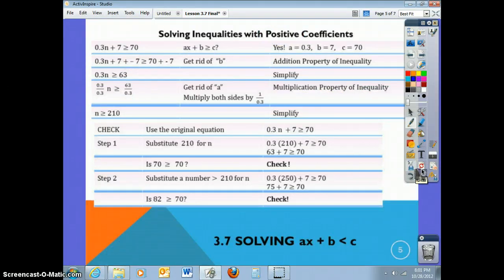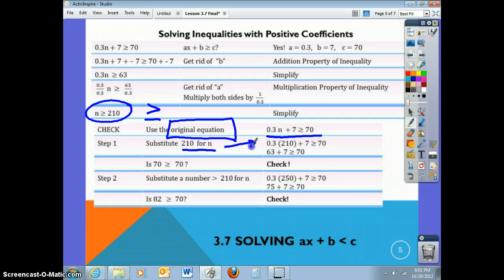Well, anytime you have an inequality, you need to check it twice. You need to check it for the greater than part of the inequality, and you need to check it for the equal part of the inequality. So first let's start with the equal part. Let's substitute 210 into the original inequality: 0.3n plus 7 is greater than or equal to 70. Put 210 in there and you get 0.3 times 210 is 63, and 63 plus 7 is 70. And 70 is greater than or equal to 70. So it does check. The 210 part of it checks.